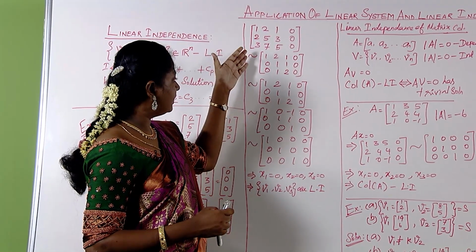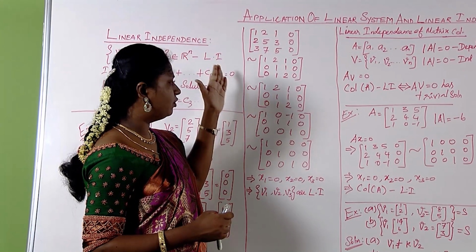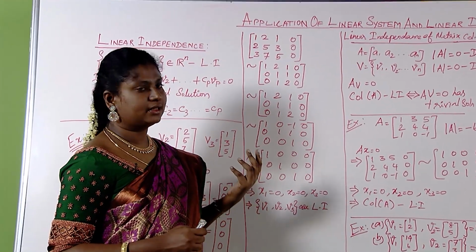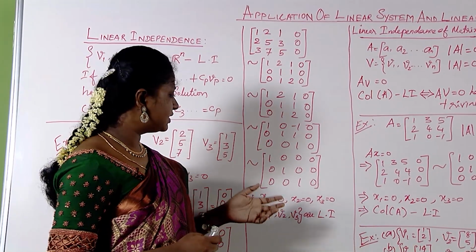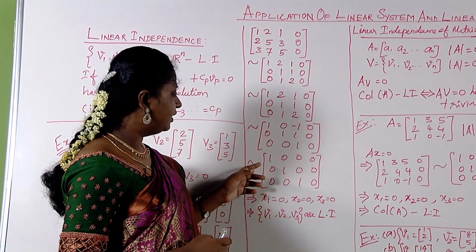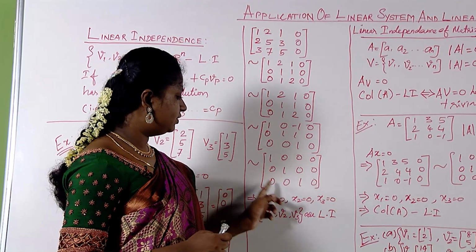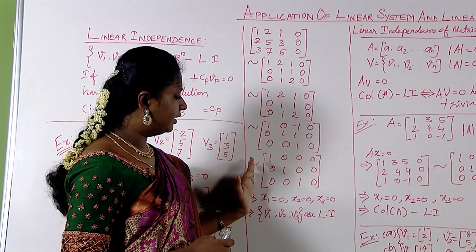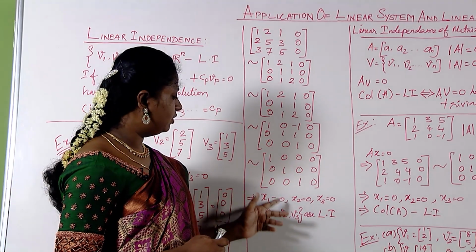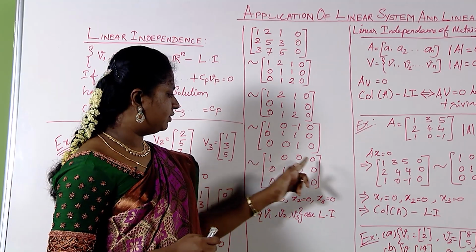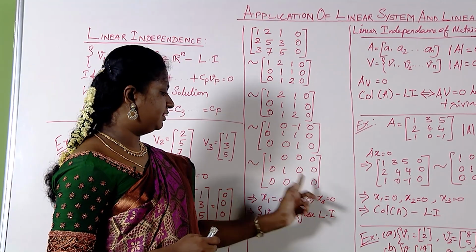So, I am doing some row operations here. The row operations are my choice. I can do my own operations as long as the logic holds. In the final step, I am getting 1 0 0 0, 0 1 0 0, 0 0 1 0. From here, the value of x1 is 0, x2 is 0 and x3 is 0.